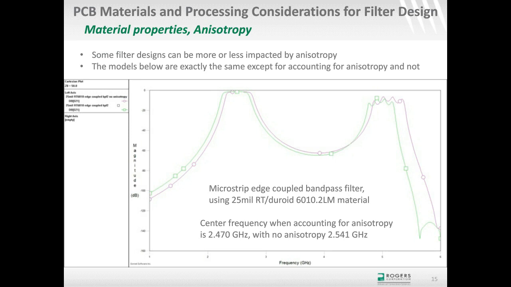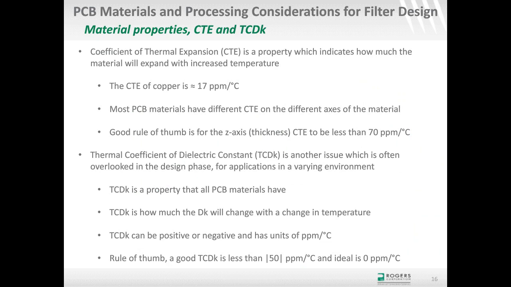Let's talk more about material properties, CTE and TCDK. CTE is coefficient of thermal expansion, and that's a property of a material, basically how much the material is going to expand or contract by heating and cooling. The ideal number would be to match copper. If the substrate CTE was the same as the copper CTE, then everything is going to expand and contract the same as the circuit is heated and cooled, and that's a good thing. Copper CTE is about 17 parts per million per degree C. And as a general rule of thumb, most materials to be robust in different types of thermal processes should have a CTE of about 70 parts per million per degree C or less.